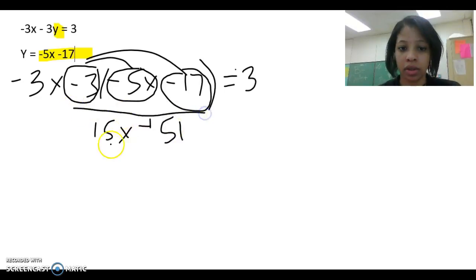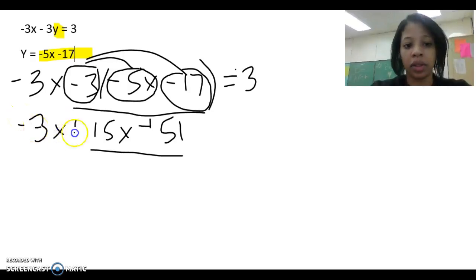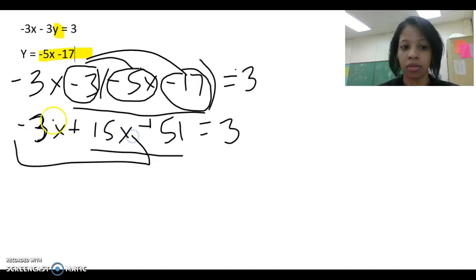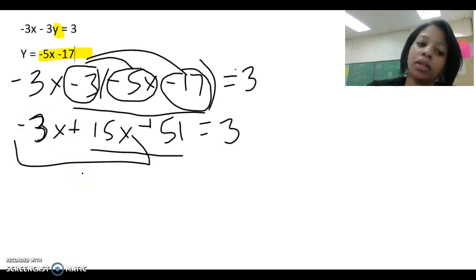And now this is just this part here, right? So this is the same as this. So now I need to rewrite everything else. So I need to rewrite this negative 3x. And since this is a positive 15, there's going to be a plus there. Right? And then I need to rewrite what's on my other side. Equals 3. Now what's the next thing I need to do? Let me combine like terms. So this negative 3x plus 15x is the same as 15 minus 3. So that's 12x.